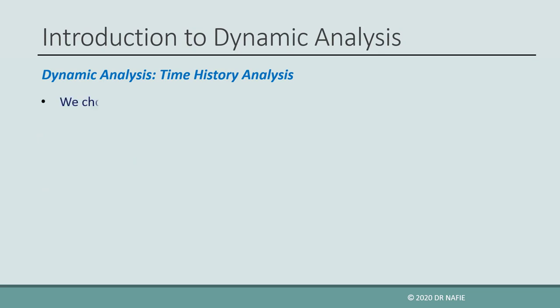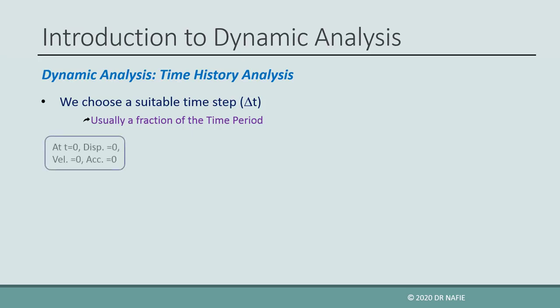To perform a time history analysis, we need first to choose a suitable time step, which should be a fraction of the natural period of the structure, maybe 5 to 10% of the time period. We start at time 0 when the structure is still at rest. The displacement, velocity, and acceleration of the structure are 0.